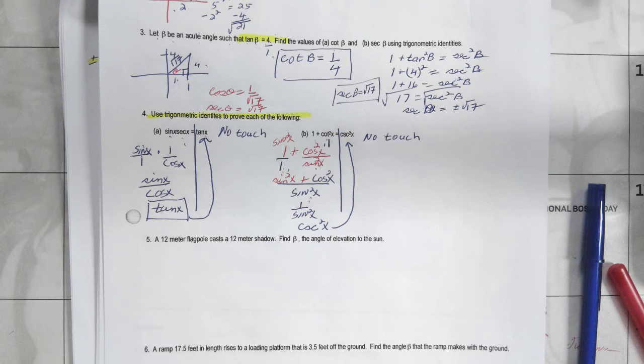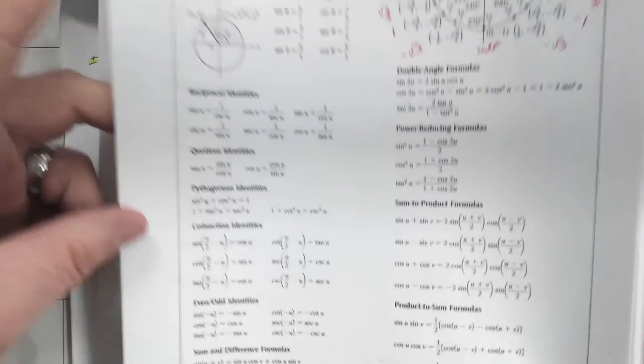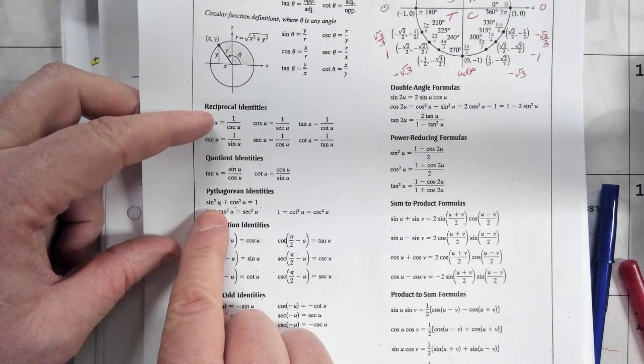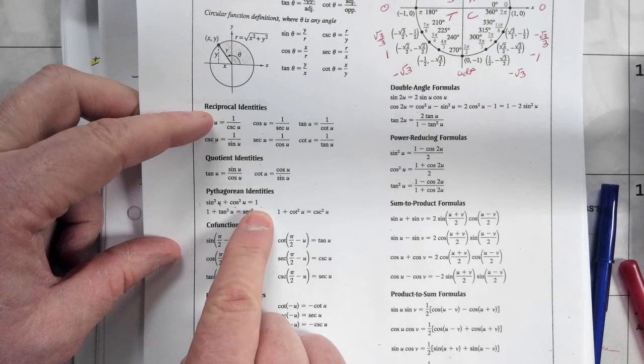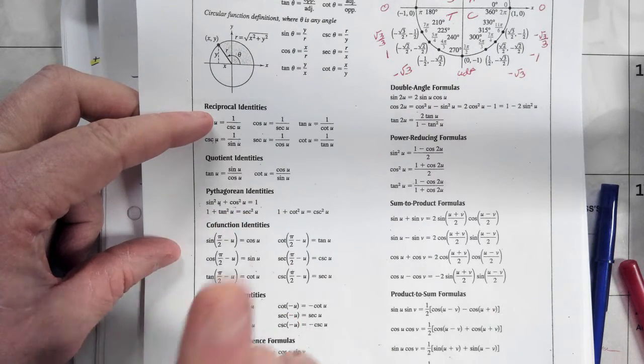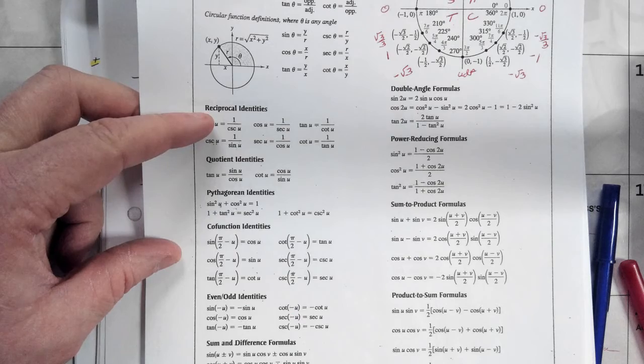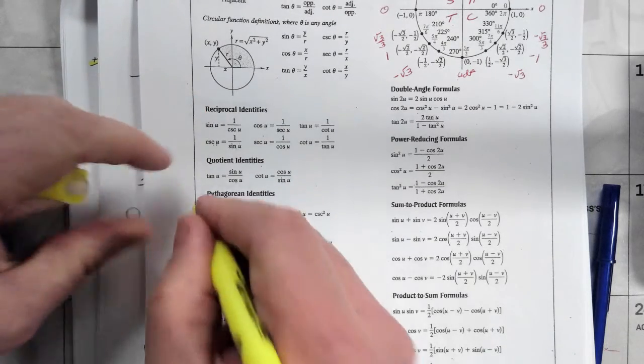Mr. Carroll, how did you go from sine squared plus cosine squared over sine squared to 1 over sine squared? Again, you go to your sheet and you look at your Pythagorean identities right here. See right there it says sine squared plus cosine squared is 1. That's where I got it from. So I'm looking at this identity right here.